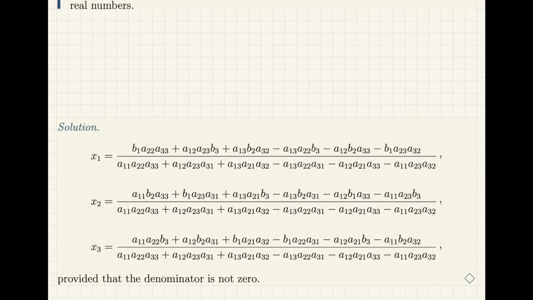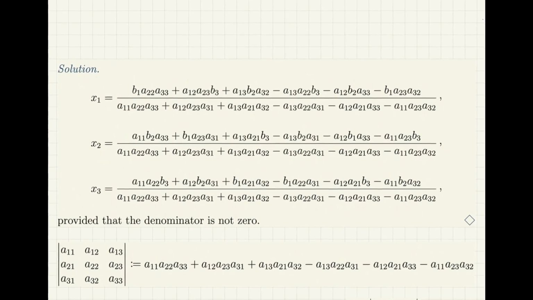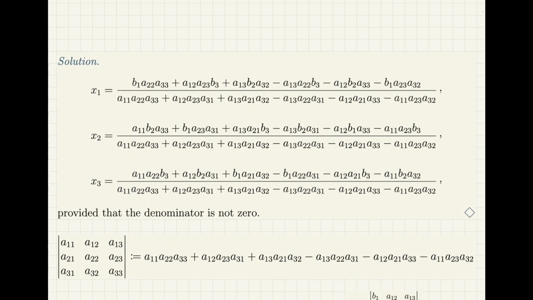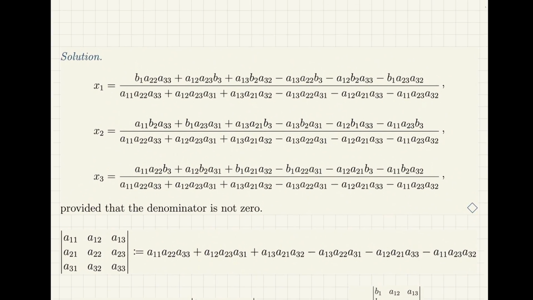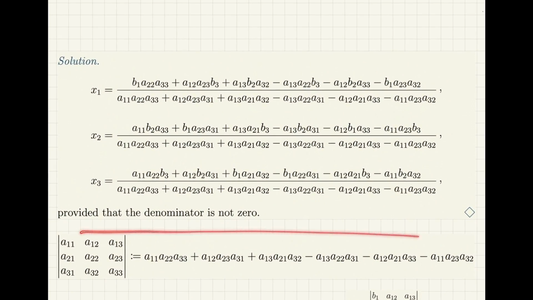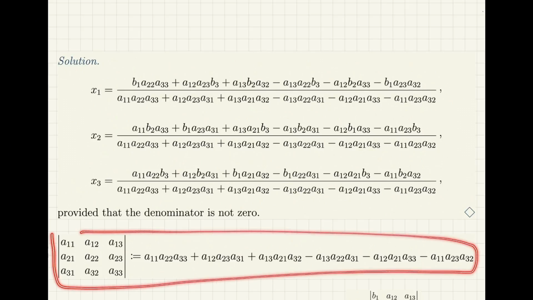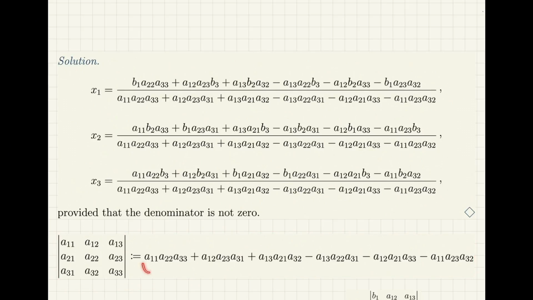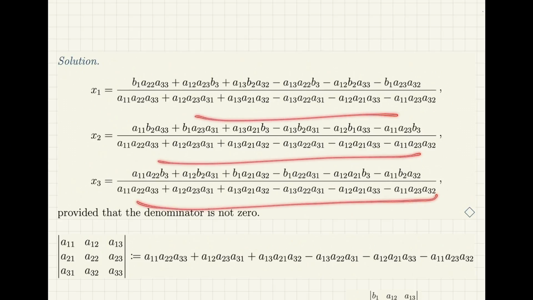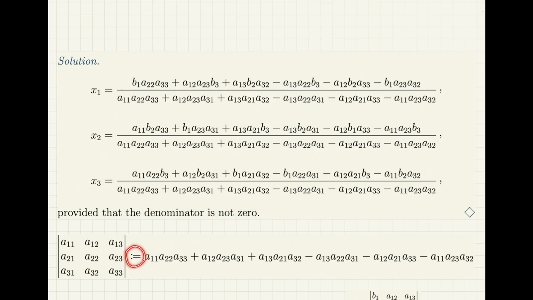Motivated by the previous case, we define the 3 by 3 determinant to be the denominator common to all these fractions. Yes, here, this is the definition. This expression here on the right hand side is the common expression for all the denominators. Now I am saying that I take this as the definition of this 3 by 3 determinant.